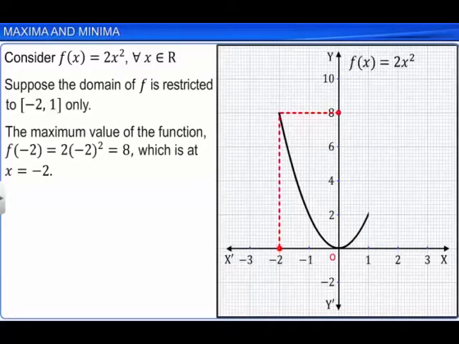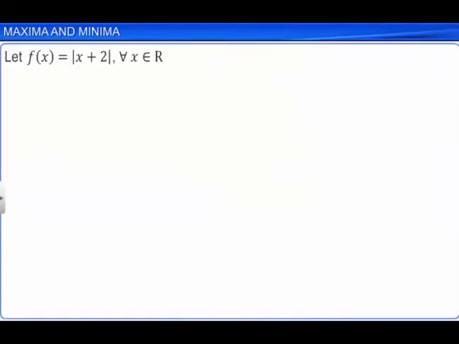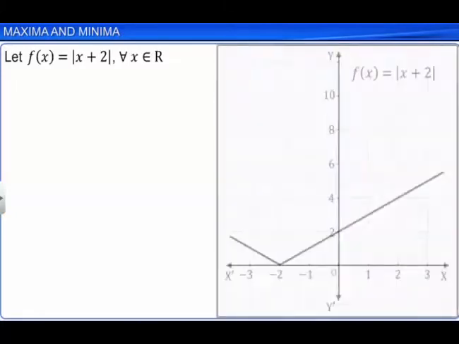Let us consider another example. Let f(x) = |x + 2| be a function defined for all x belonging to the set of real numbers. Let us find the maximum and minimum values, if any, of this function. The graph of the given function can be drawn as shown.